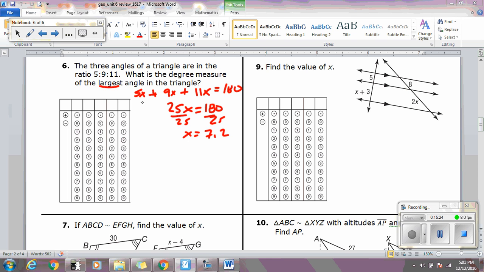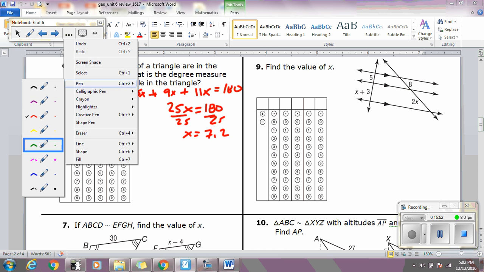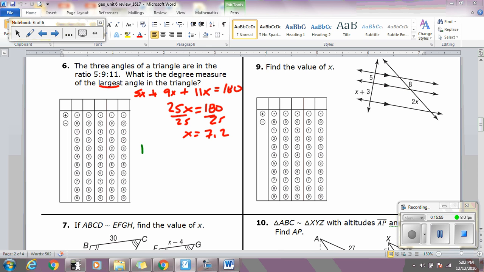Now that we know what x is, we need to go back and read the question. So we're going to take x and plug it back into our original equation. But if you look at it, the largest angle is going to have the largest ratio value. So that means the 11 part of the ratio is all we're going to need on this part. So we're going to take 11x, in other words, 11 times 7.2, and this will give us the largest angle.